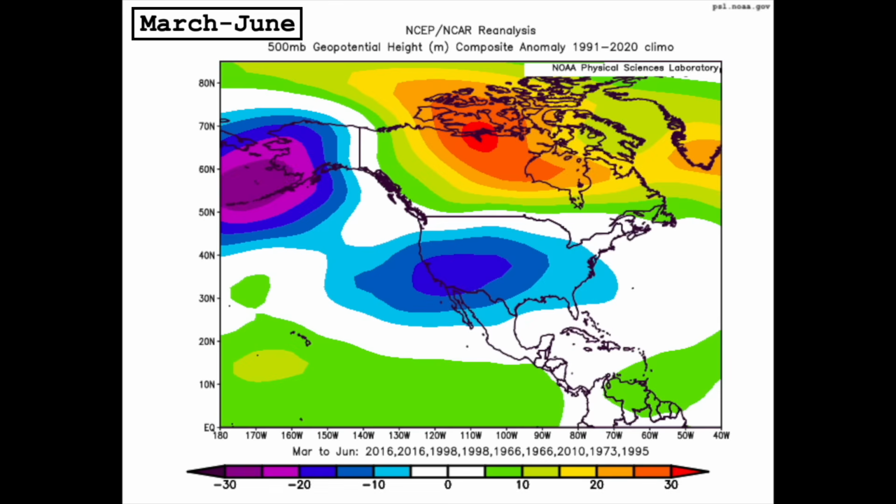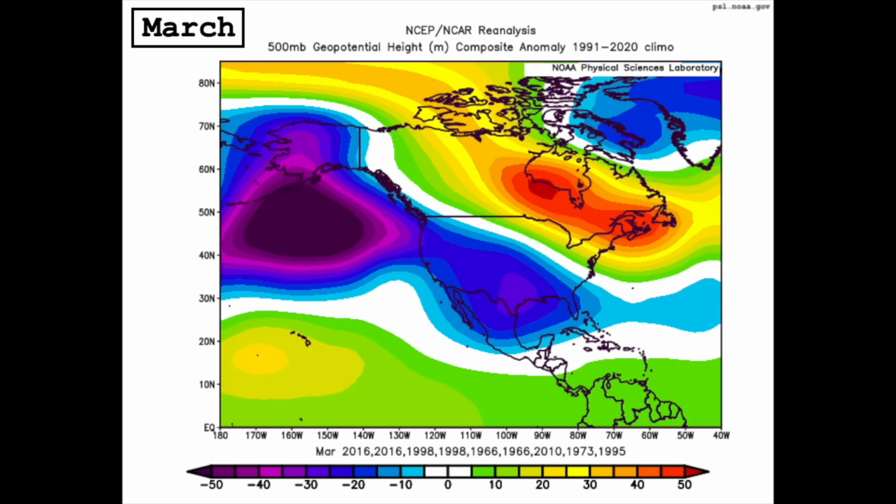We have a large area of below average heights across the southwestern portion of the US, meaning that there's a tendency in these analog years for perhaps stronger troughing across the western US, which, as we know, is favorable for severe weather in areas to the east, such as the central and southern plains. Let's go month by month now.